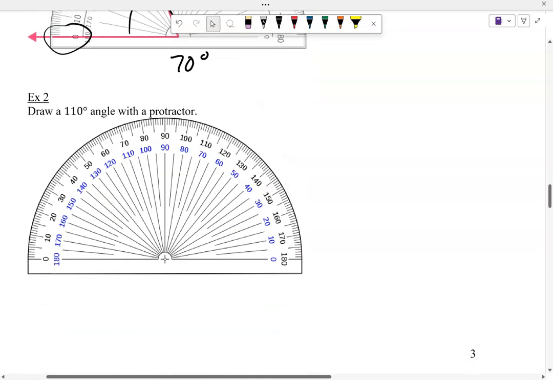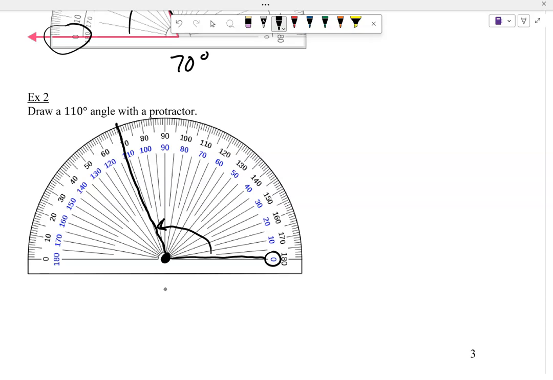You can draw a 110-degree angle with a protractor. Let's start it on the inside here, 0, and let's go around 110 to right there. You see the blue number, so there's 110 degrees. And you can also do that if you notice in the homework.